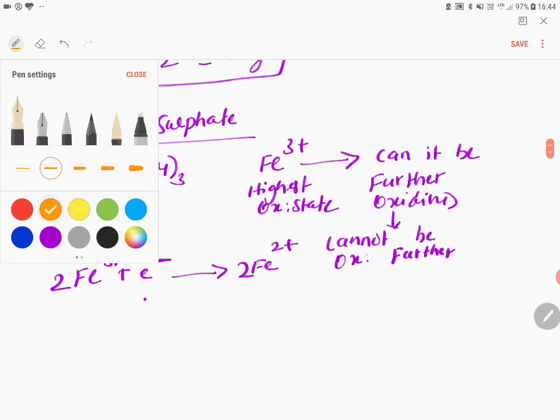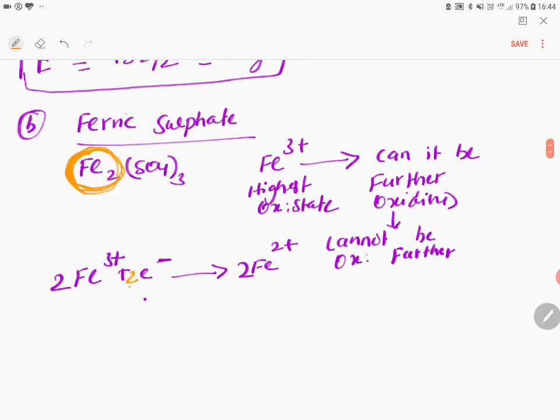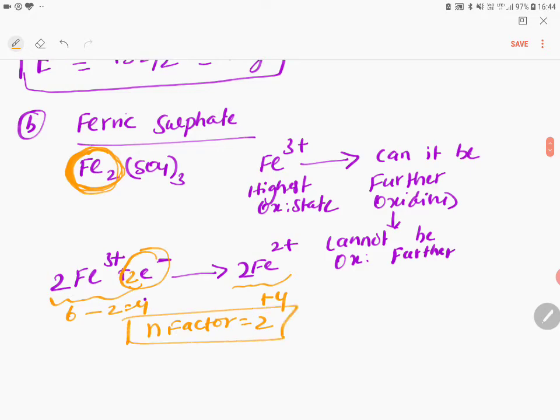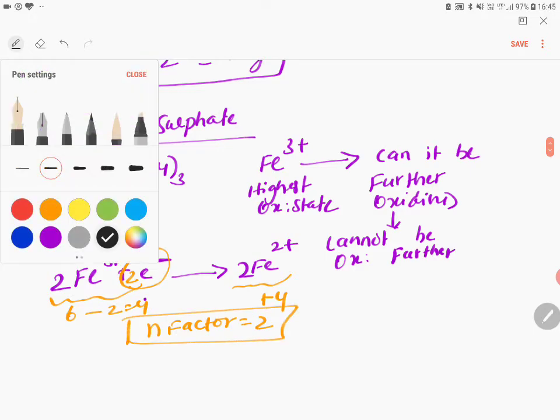So here how many electrons will you get? You will get 2 electrons, because charges on the left hand side are equal to charges on the right hand side. Here it is 6 plus, and 6 minus 2 is equal to 4. Therefore, n factor here is equal to 2. Now calculate the equivalent mass of ferric sulfate.